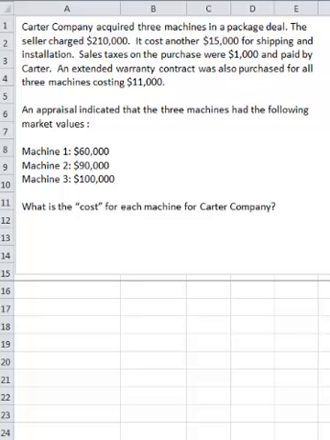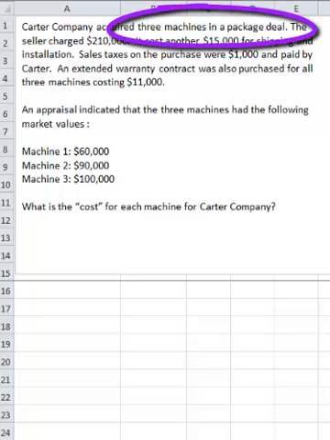So we're going to be talking about what is included in the cost of an asset and what happens when you buy multiple assets at the same time. How do you decide what individual assets cost? So let's start. Here we have some facts.